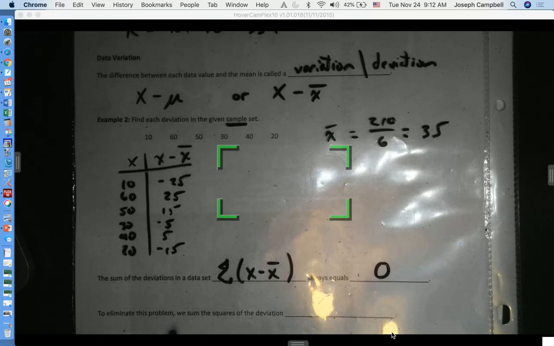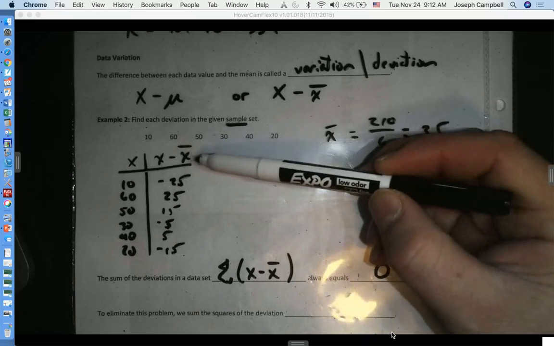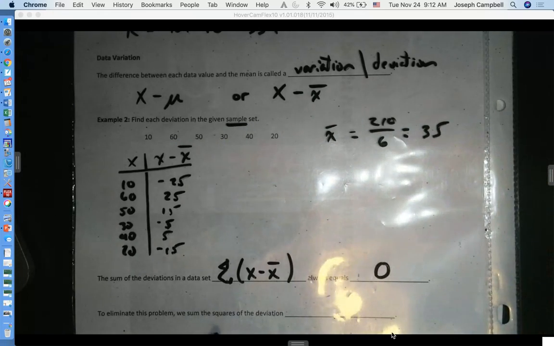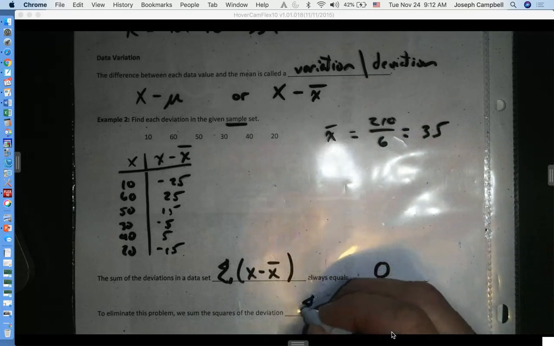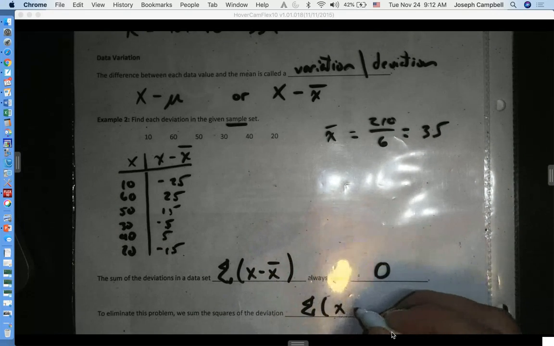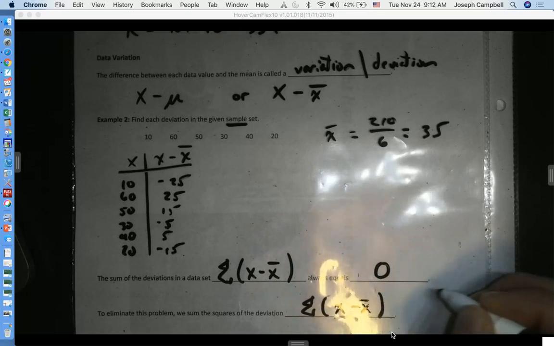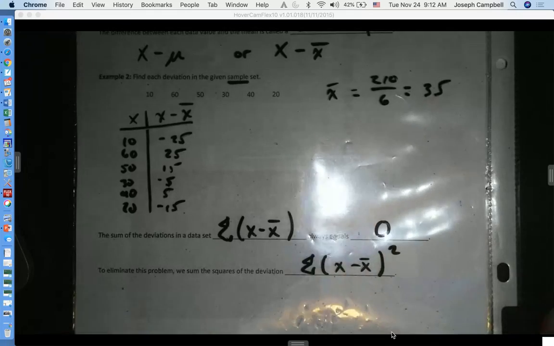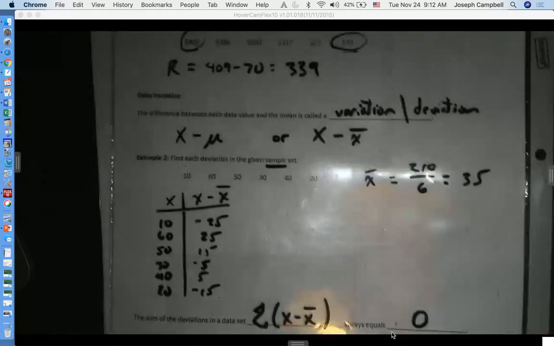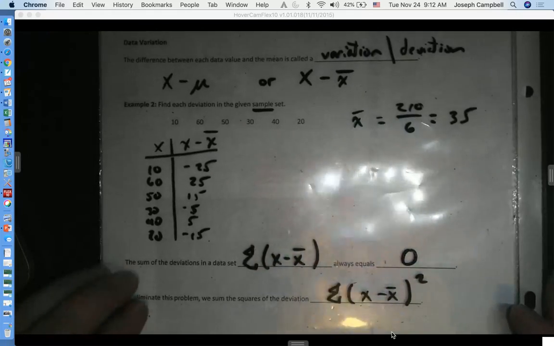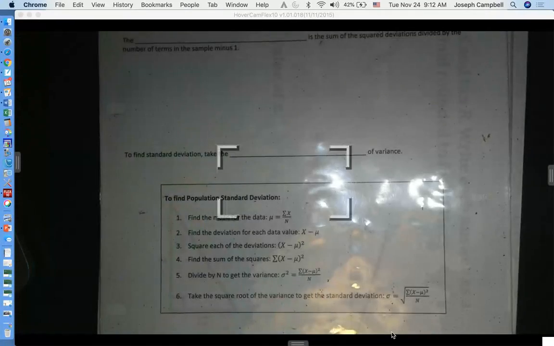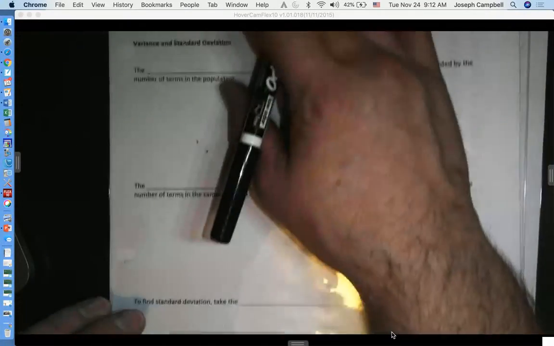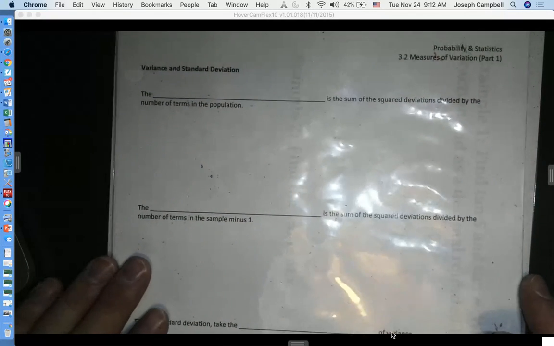So in order to eliminate this problem, instead of looking at just these differences, we sum the squares of the deviation. It's basically finding a magnitude or absolute value, sort of. So this brings us to the conversation about variance and standard deviation, the essential descriptor for spread.